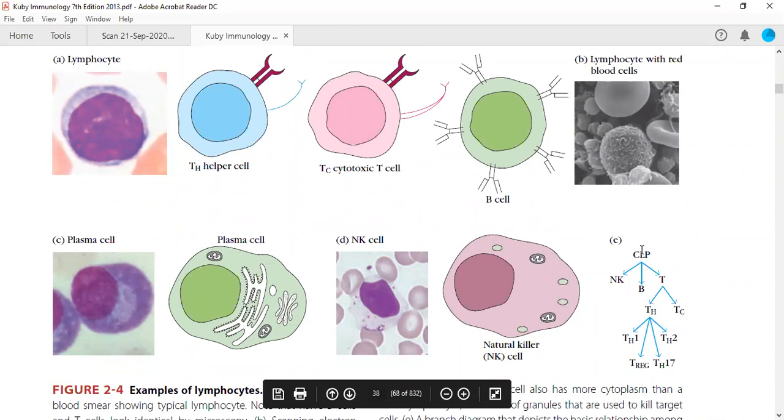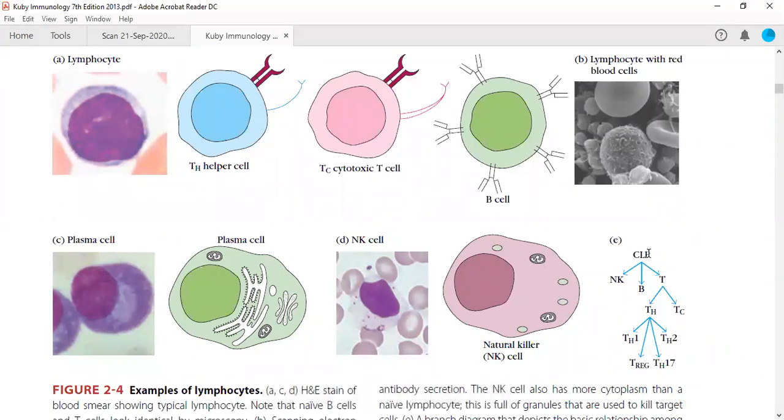First of all, this is called the common lymphoid progenitor cell, right? Which is actually coming from the hematopoietic stem cell. So please look into the diagram. This common lymphoid progenitor cell will differentiate into either the natural killer cell, B cell, or T cell. Then I told you that this T cell further differentiates into the T helper cell and T cytotoxic cell. What is the difference between the two? T helper cells show CD marker 4 and TC cells show CD marker 8.